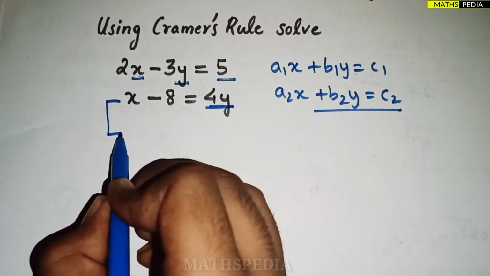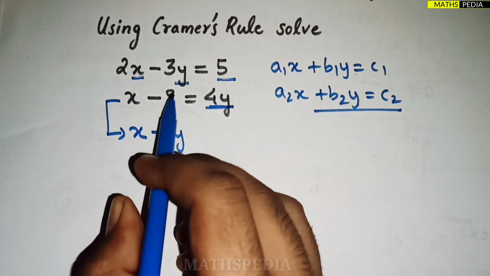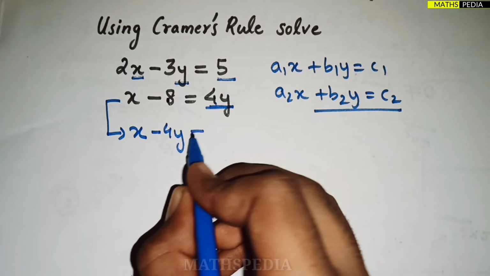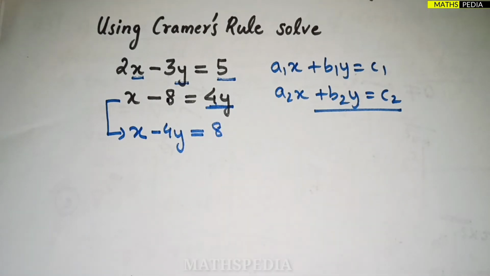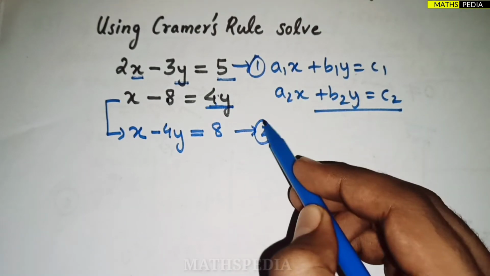So in the second equation, I'll bring the x term to this side, minus 4y. Then the constant term should be on the right hand side, the RHS. So it should be 8 plus 8. I'll bring this to this side. So the first equation as well as the second equation is in standard form.